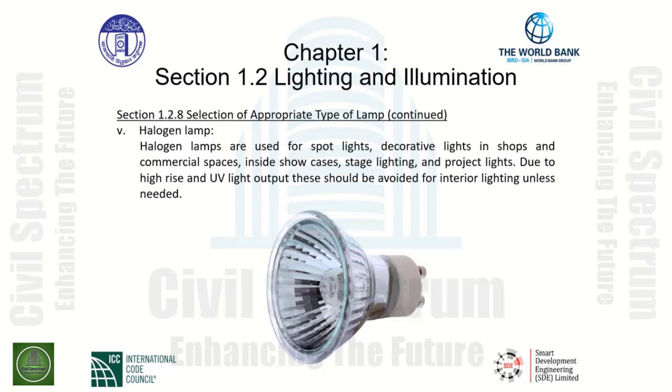Halogen lamps are used for spotlights, decorative lights in shops, commercial spaces, inside showcases, stage lighting, and project lights. Due to high heat rise and UV lighting output, these should be avoided for interior lighting unless needed.